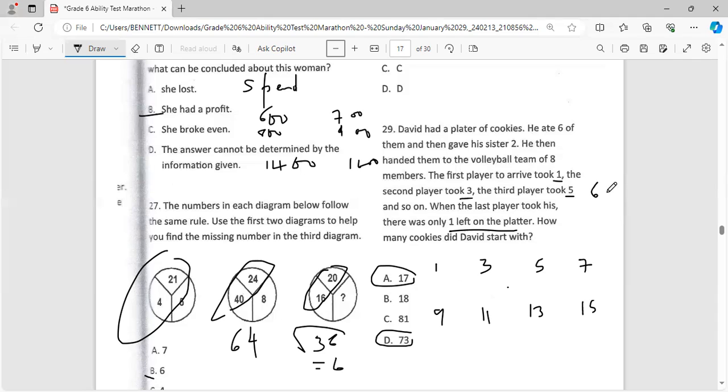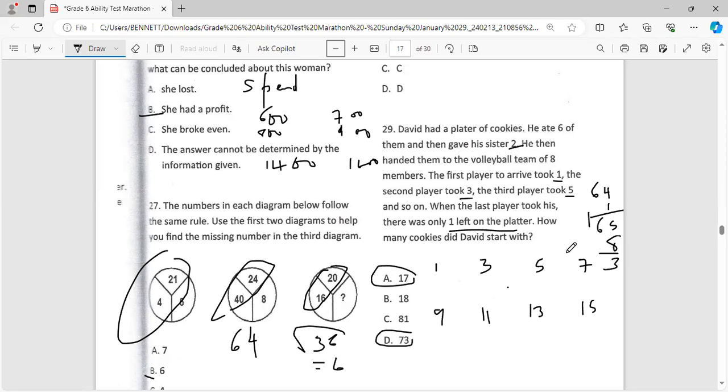And remember, 1 was left. So that makes 65. Everybody remember that? When the last player finished, there was 1 left on the platter. And then the brother or sister, combined, they got a total of what? 8? Yes, sir. 8 and 3, 8 and 5, 13, so 73.